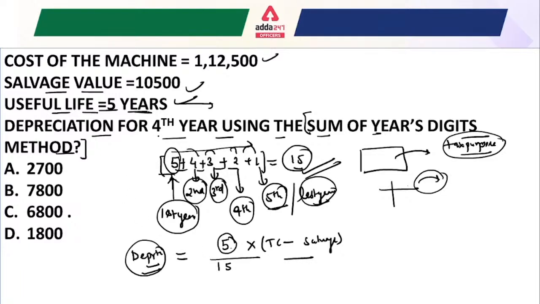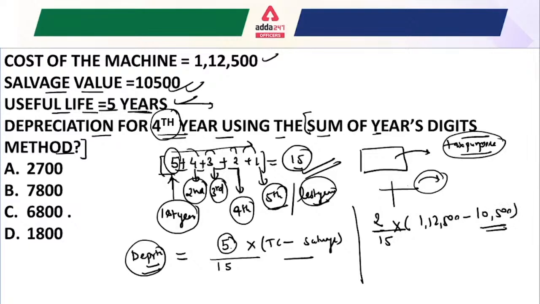But in the question, you have to find the depreciation for the fourth year. So for the fourth year, it would be 2 divided by 15, times the total cost of the machine, which is 1,12,500, minus the residual value, which is given as 10,500. So now you only have to solve this question.